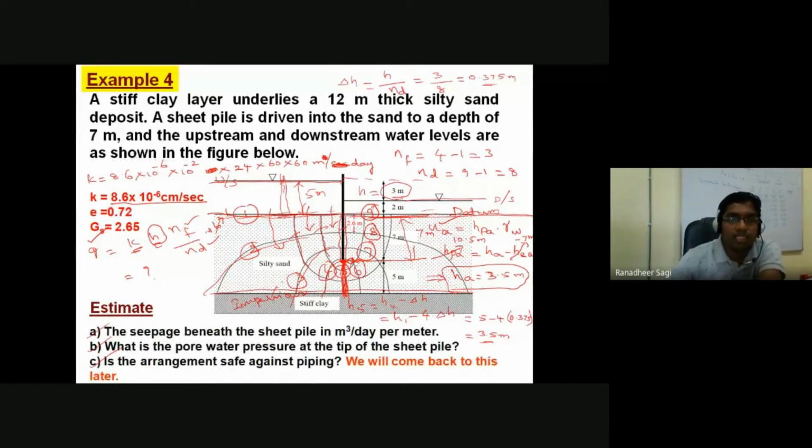Next, let's move on to understand the solution of the third question. What is that third question specifying? Is the arrangement safe against piping? So what does this mean? Whatever sheet pile you have provided, is it going to prevent what is called a piping failure in that particular soil strata? What is this piping failure? I'll talk about it in the next couple of slides. After talking about the piping failure, we will come back to this third part of the question, which we wanted to solve.